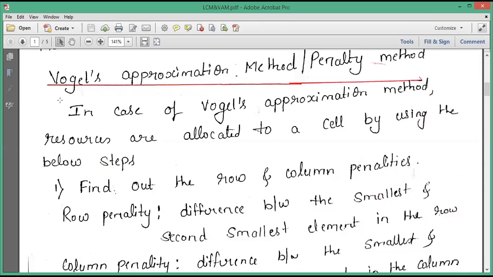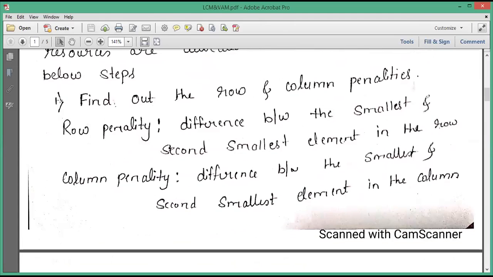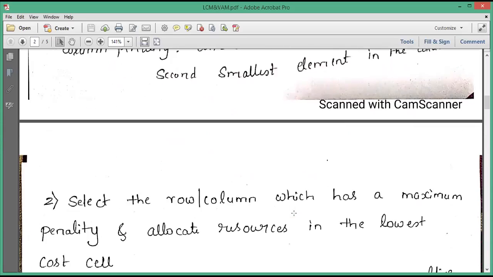In this Vogel approximation method, the resources are allocated to a cell by using certain steps. So what are those steps? Initially, we have to find the row penalties and column penalties. So how to find a row penalty? A row penalty is the difference between the smallest and the second smallest element in the row. And how to find a column penalty? It is the difference between the smallest and the second smallest element in the column.